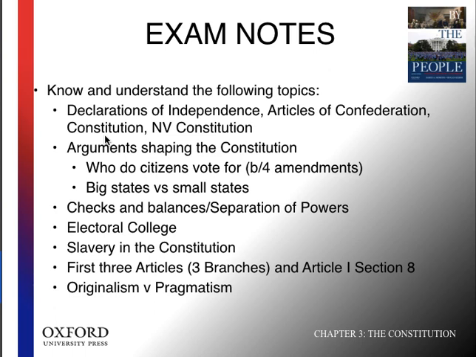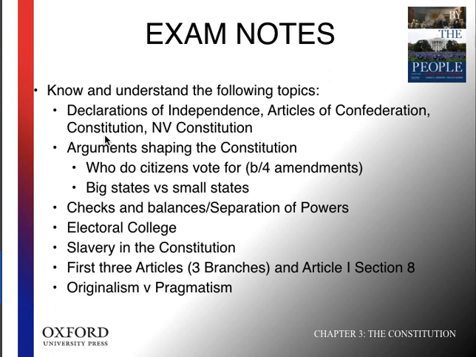Who do citizens vote for before the amendments? Like which office did we vote for? Did we vote for House of Representatives, Senator, and President right off the bat, or just the House of Representatives? Yeah, so you need to know that. Also, the dilemma, the challenge, and the compromise between representation, big states and small states. So please read that in your chapter.